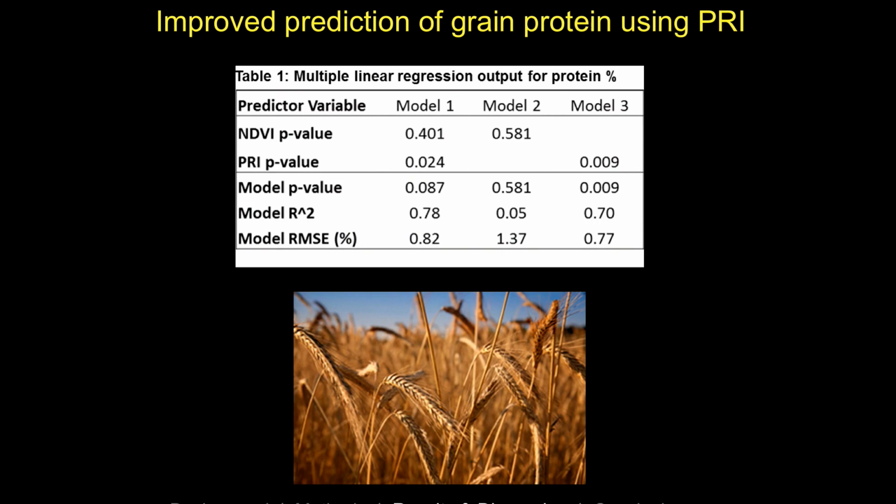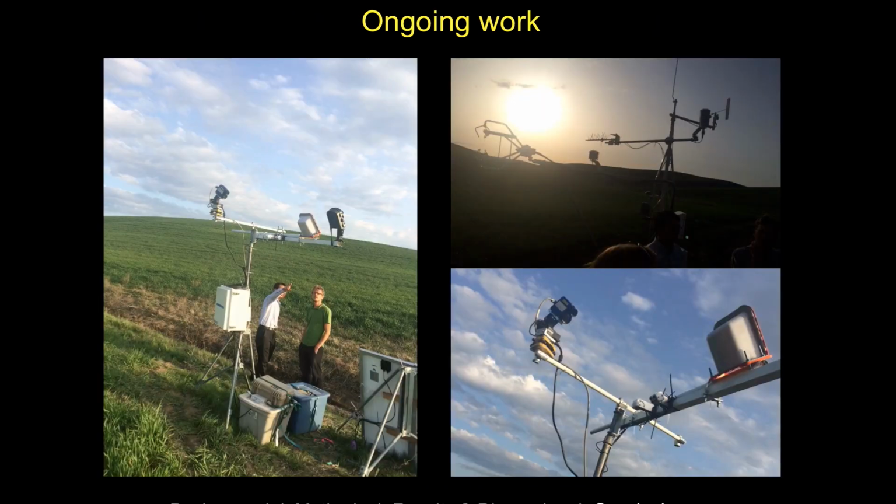And I think, although this is preliminary analysis, this could suggest that PRI could be used to monitor stress during that very important grain fill period in these hard red wheats to try to get an idea of what the protein concentration could be in the grain.